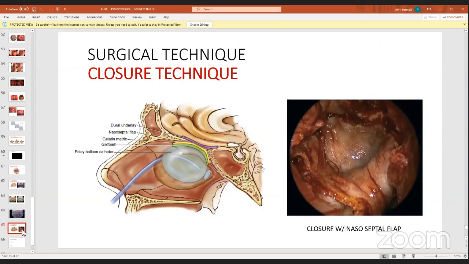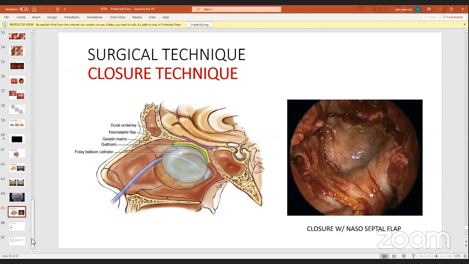Okay, so for the closure, we don't usually have fibrin glue here. So we use fascia lata, fat, Surgicel, and a urinary catheter. We inflate the distal portion to make it stick together. Usually this is enough. On the right is the view you have when you mobilize your nasoseptal flap to make the closure of the sellar floor.